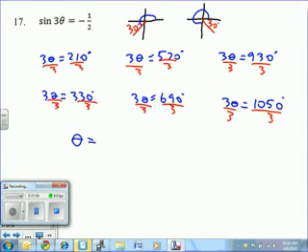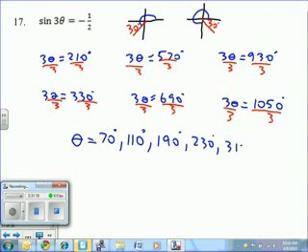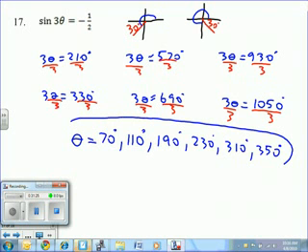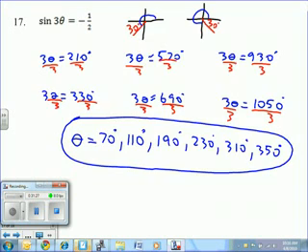So I end up with theta equals 70, 110, what is that, 190? 230, 310, 350. And all of our answers are all between 0 and 360 degrees.